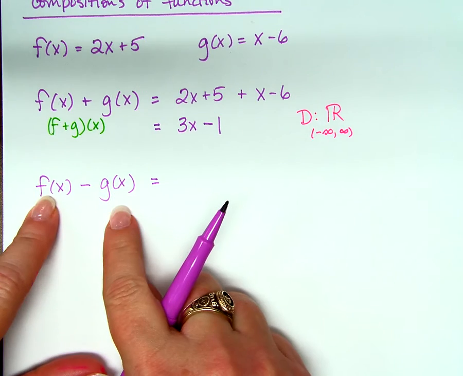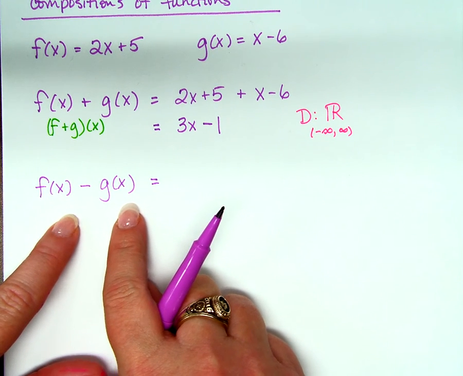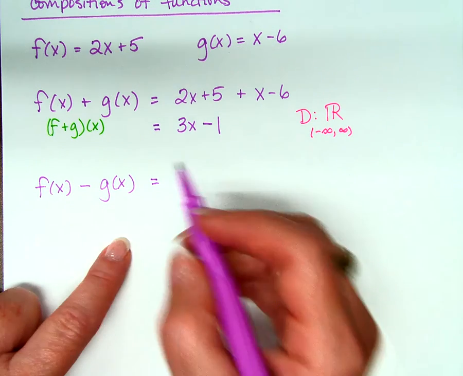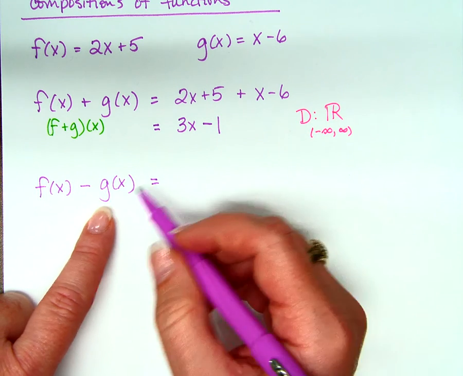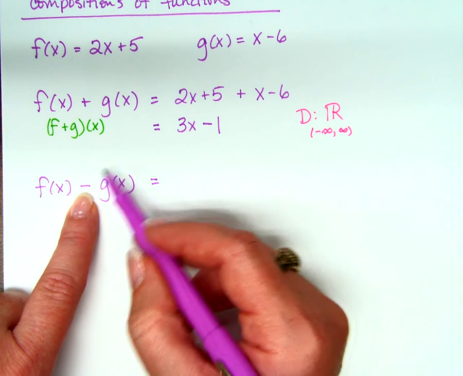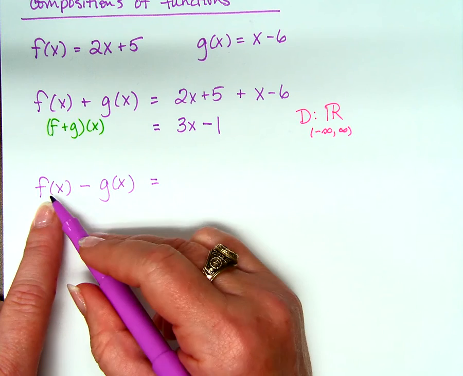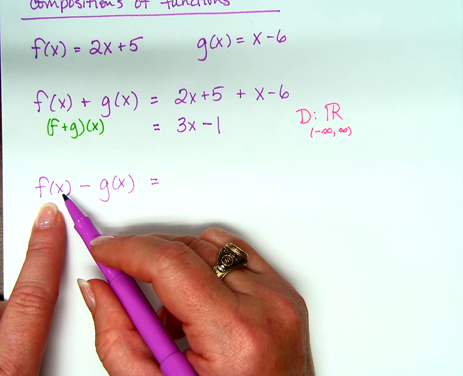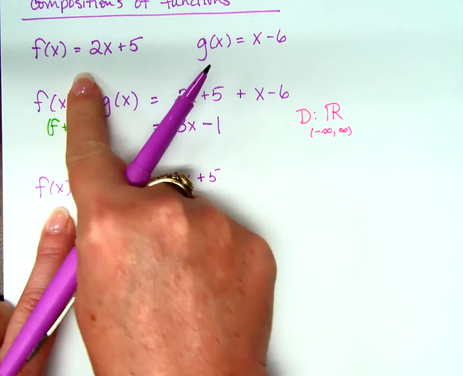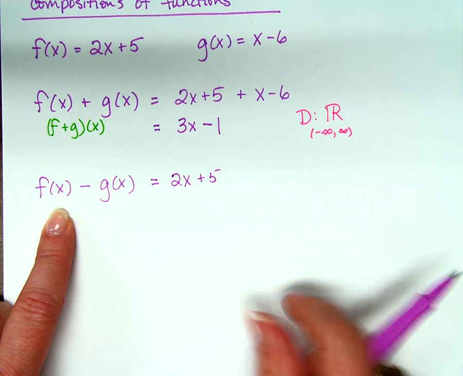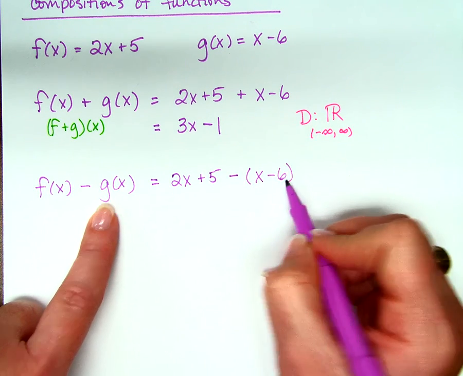All right. Can we do f of x minus g of x? Do we need parentheses this time? Because we're subtracting, right? We're subtracting the whole thing, so we definitely need to remember our parentheses this time. Does f need parentheses? No, not really. We're using the same f and same g. Minus g of x, which is x minus 6.